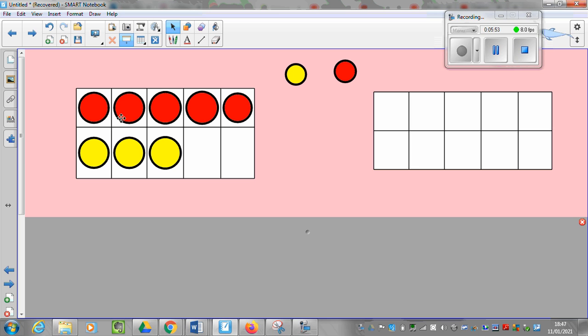So now together we have 8 cakes all together, and I know that because there's 2 missing and we all know our number bonds to 10. So if there's 8 holes that are filled, then these 2 sections here are empty. That means that there are 8.